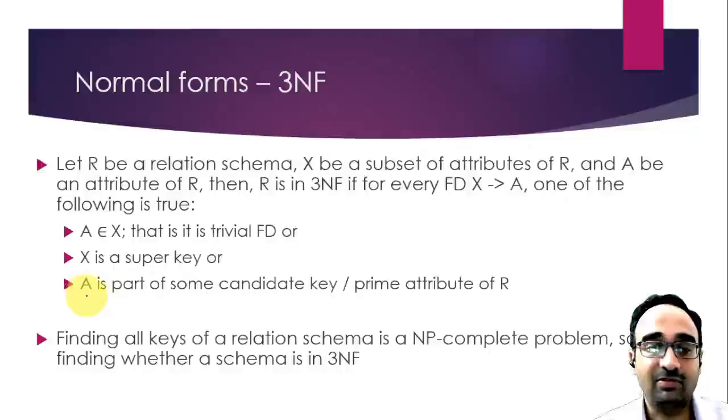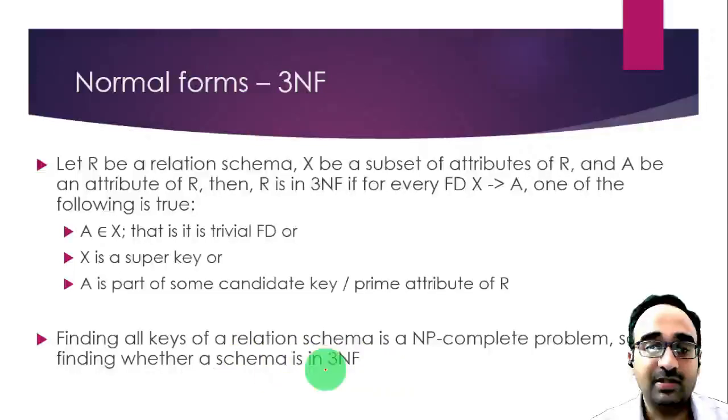Or there is one more rule. If A, the right hand side, is one of the attributes in the candidate key, or you can say one of the attributes in the prime attribute set, then this FD follows third normal form. If all such FDs satisfy one of these 3 rules, then the table is in third normal form. It's simple. I am saying it again: not all 3 rules, any one of these 3 rules. And I would like to mention one point here.